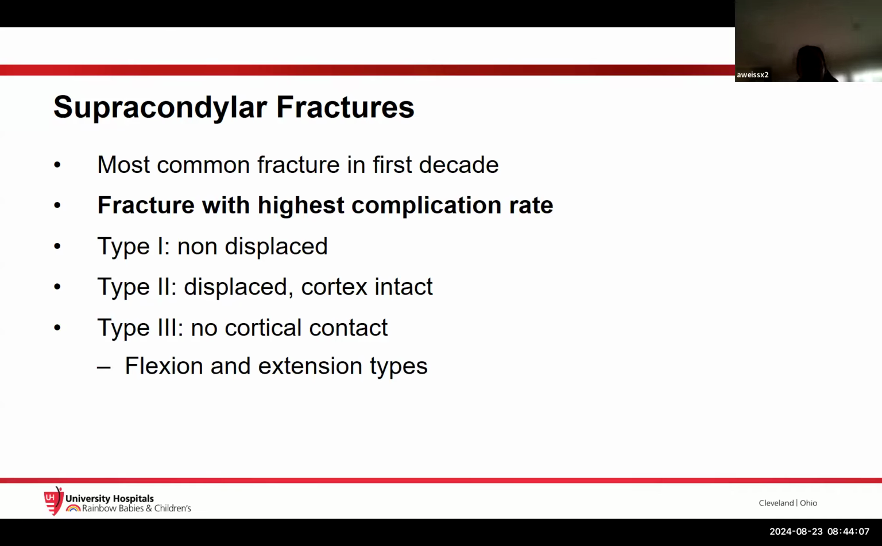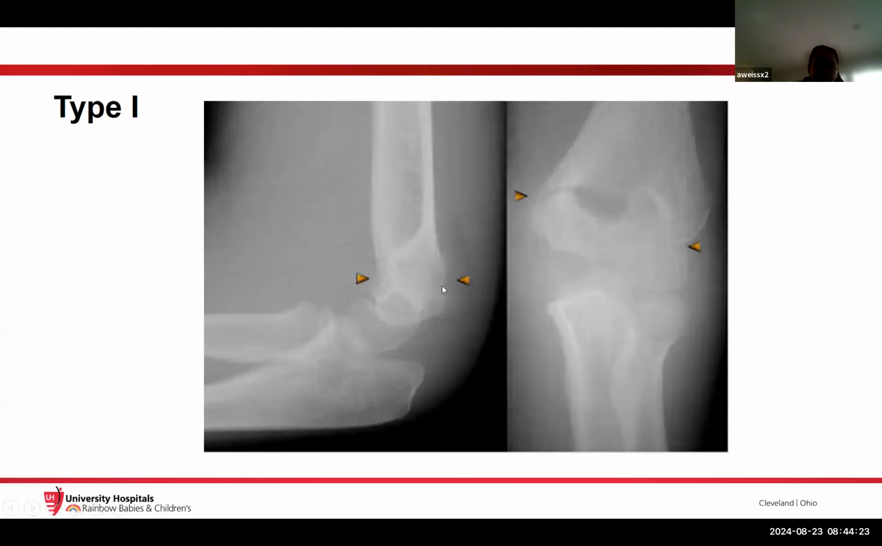Type 1s are non-displaced. Type 2s are displaced with the cortex intact, and whether or not those need intervention for reduction or pinning depends on how displaced it is. And type 3s we're never going to see in the office, hopefully, because those look horrendous and people are miserable and they end up in the emergency room.